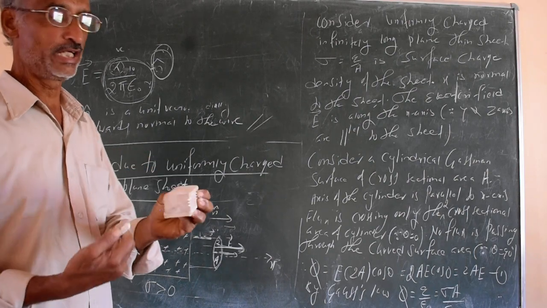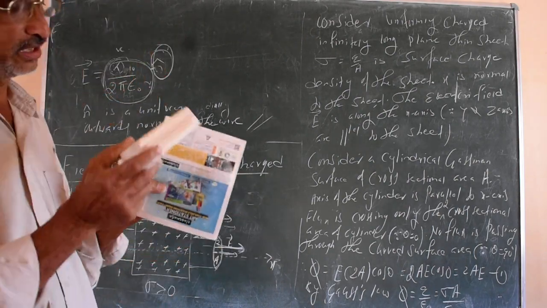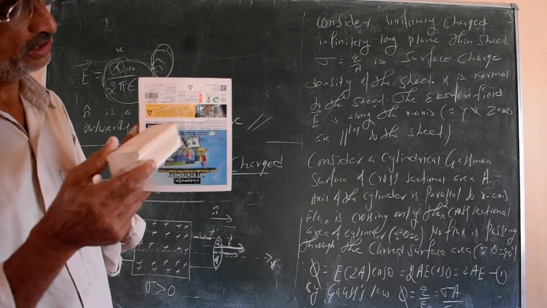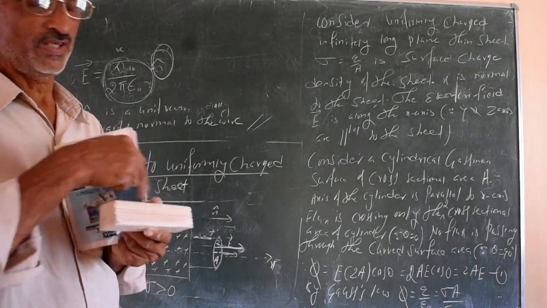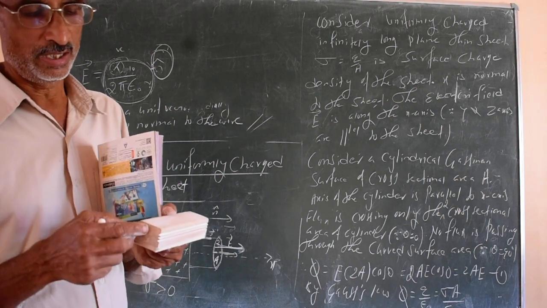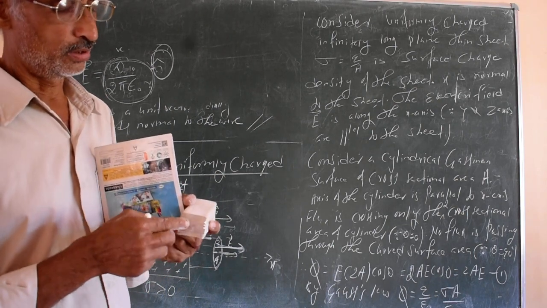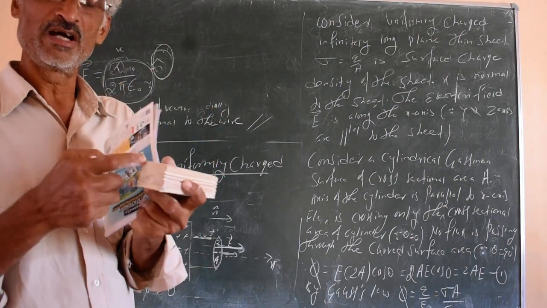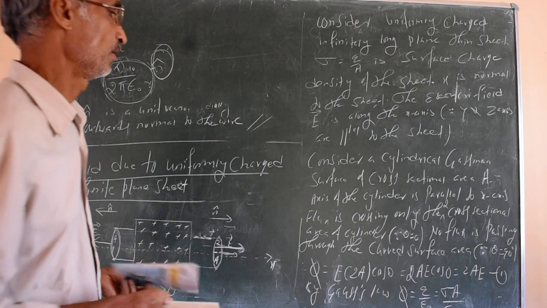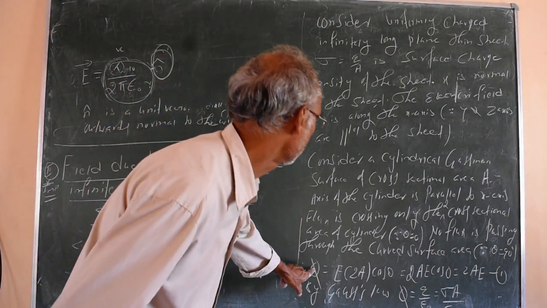The Gaussian surface is taken like this. This is the charged sheet. The Gaussian surface is passing through like this, and no flux is through this curved surface area because theta is 90, and only the first and second cross-section areas have flux passing through them, the maximum flux, because theta is 0 there. Therefore, what is the flux phi?